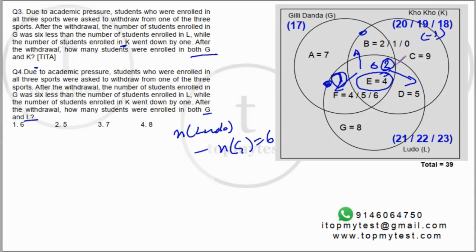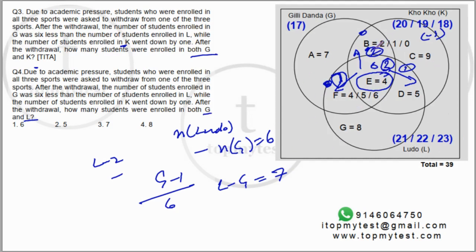Now, if I plug 2 here and 1 here, Gilli Danda will fall by 1 and Ludo will fall by 2. Right? After this, the difference should be 6. In which case, L minus G should have been originally, this is minus 1, should have been 7, which is not possible. The highest possibility is 6. So 2 and 1 is not possible.